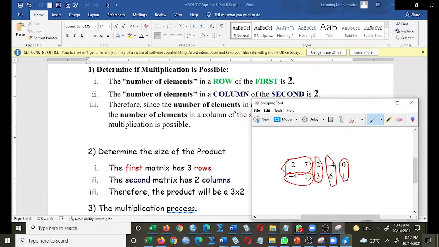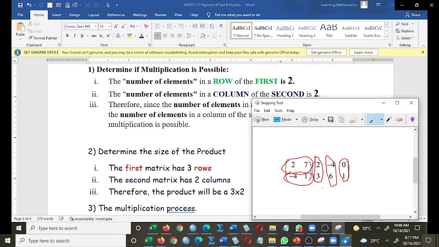Okay, so you have 1, 2, 1, 2, 3, a 2 by 3. So always associate the word row with first and column with second. When you're talking about multiplication, if multiplication is possible, then you talk about the number of elements. You count the elements. 1, 2, 1, 2. Multiplication is possible because there are 2 elements in the row of the first and 2 elements in the column of the second.